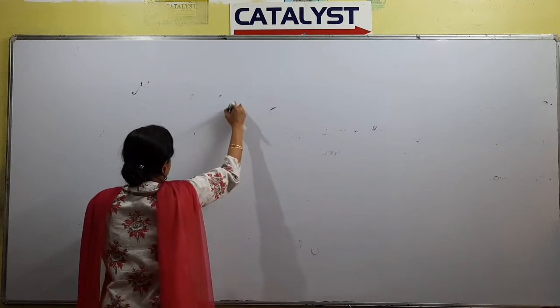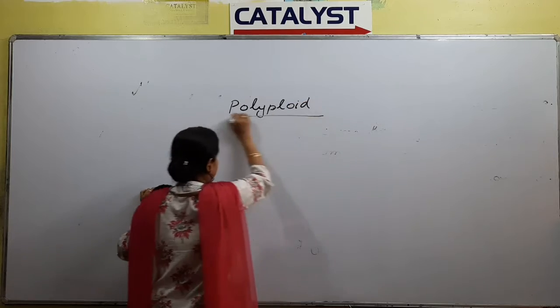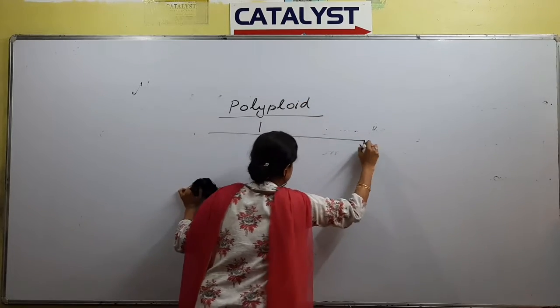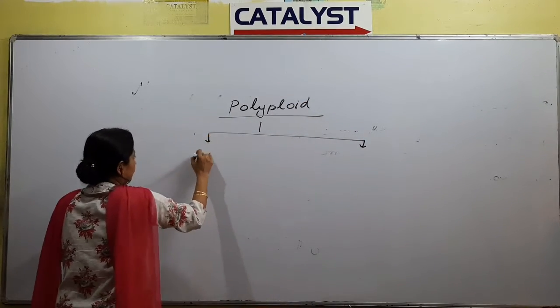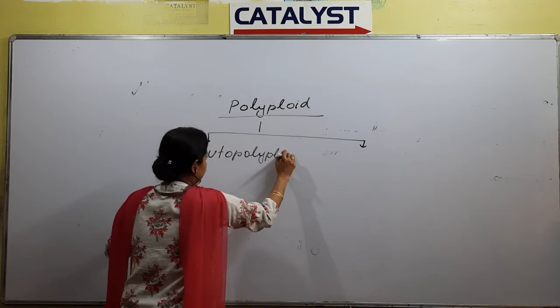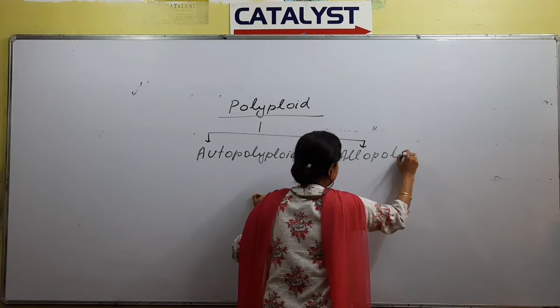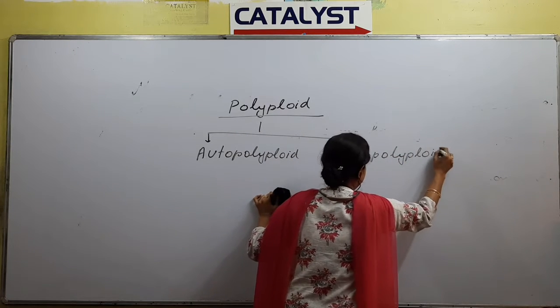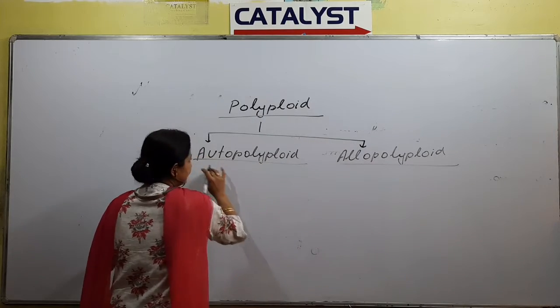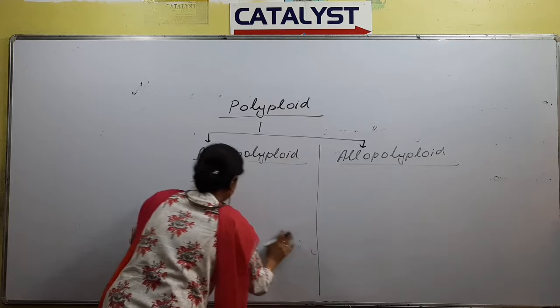Next, polyploid could be of two types: autopolyploid or allopolyploid. Again, details obviously in your genetics class, but to have a rough idea, what is autopolyploid?